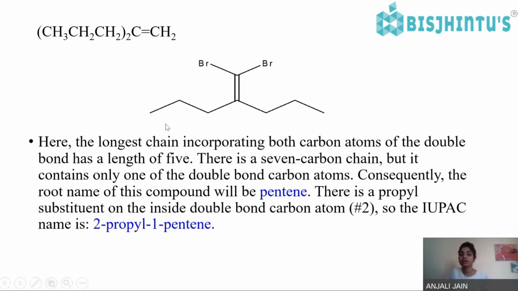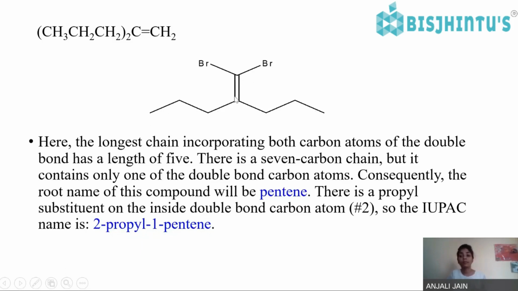Can you name the structure? The longest chain is 1, 2, 3, 4, 5, 6, 7 and 8, so 8 is for octane. And if we take the numbering of this bromo group, this will be taken as 1,1-dibromoethyl. So 1, 2, 3, 4 and 1, 2, 3, 4.